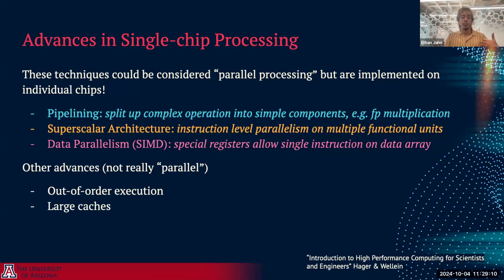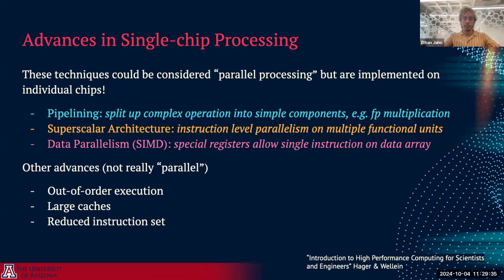Large caches, so this would be providing more memory to the chips, and reduced instruction sets. This is something that was developed quite a long time ago now, but on a low level, having a very small number of possible instructions actually allows for computations to be optimized at a very low level.